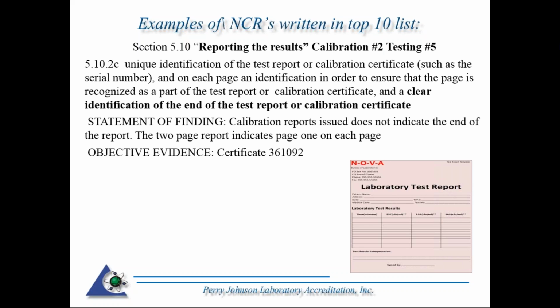And the objective evidence that I looked at is actually a certificate. So when you're doing your internal audits, you want to actually go out and pull certificates that you wrote under your scope of accreditation and review them against the requirements of 5.10 when you're doing your internal audits. There's quite a few things there.